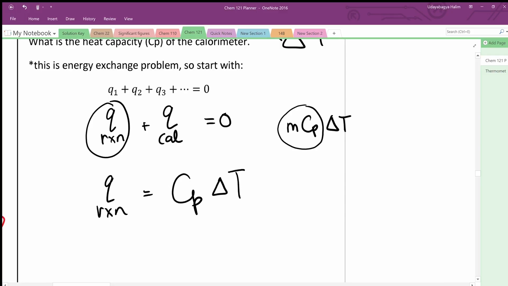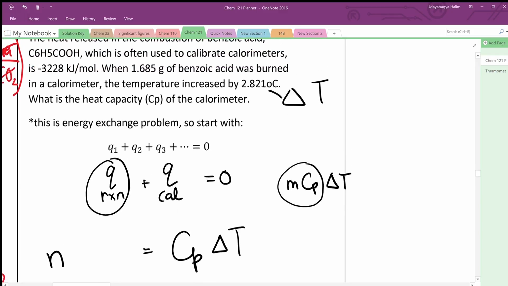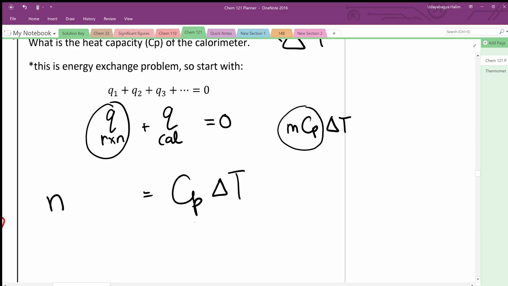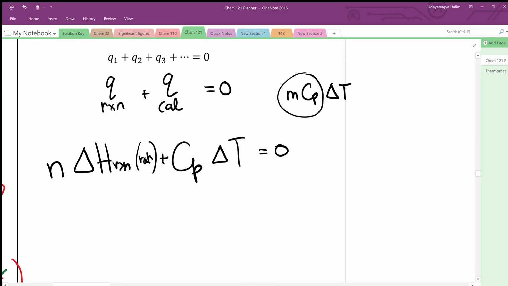And before I go there, I'll put in the Q of the reaction is equal to the number of moles. Actually, what are you trying to solve? Actually, we're trying to solve for Cp, not Q of reaction. So the number of moles times the delta H of reaction times the ratio. But in this case, I don't care too much about the ratio. And plus that equals 0. Sorry about that. We're not trying to solve for Q.